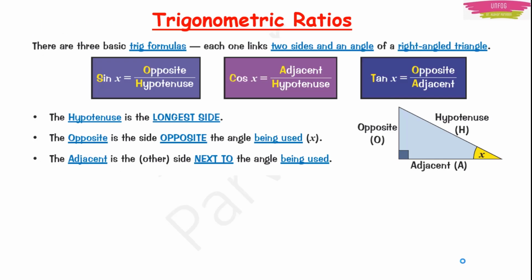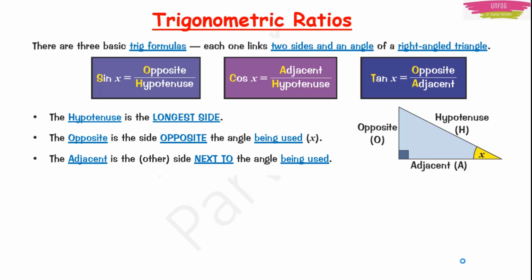First of all, in trigonometry there are 3 basic formulas. They are known as trigonometric ratios. Each one links 2 sides of a triangle and 1 angle of the triangle. Here you can see one diagram I have put for the triangle. Each trigonometric formula, you can write by using 2 sides and 1 angle in each triangle.